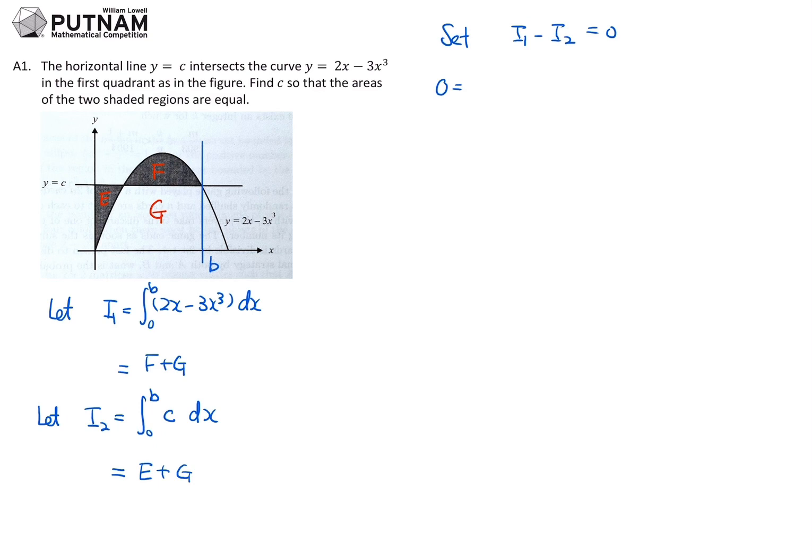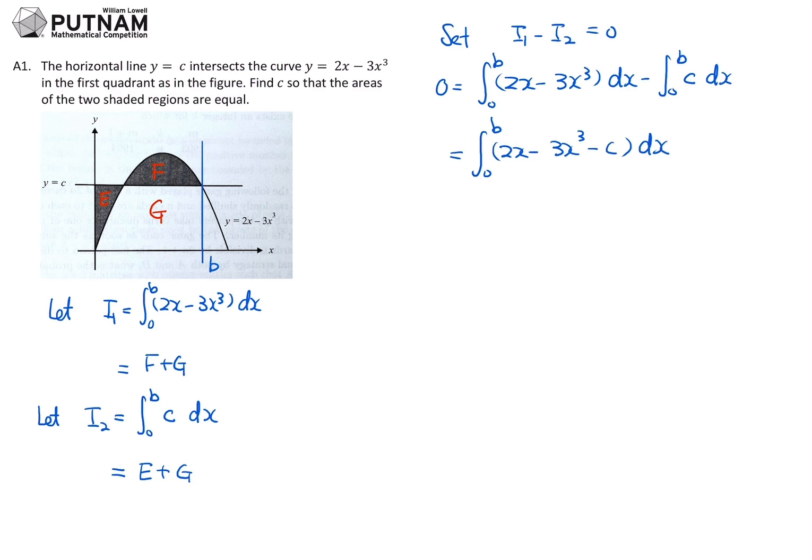Putting back the integrals, we're saying that the integral from 0 to b of 2x minus 3x cubed dx minus the integral from 0 to b of c dx equals 0. Since the lower limits and the upper limits are the same, we can combine these two integrals together. Integrating a polynomial is a very simple task, so this equals x squared minus 3x to the 4 divided by 4 minus cx, evaluated between 0 and b.